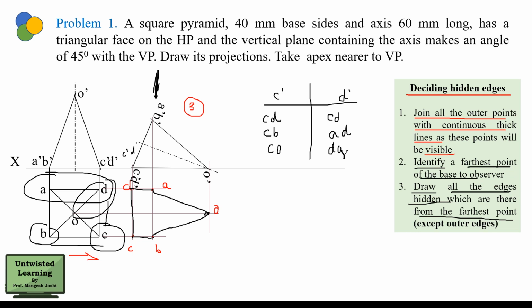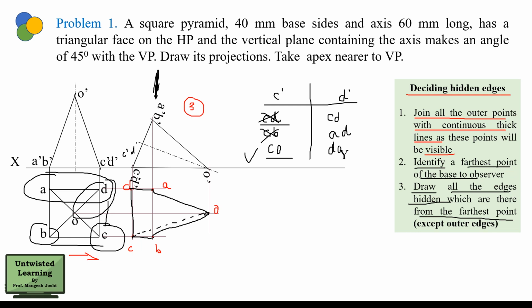Now which are the outer edges? Let us check. CD. CD is lying on the outer edge, so this will not be hidden. Then next CB. CB is also already drawn dark, so this will not be hidden. Then CO. CO is not lying on the outer edge, so in this case it will be drawn hidden. Okay, this will be hidden.